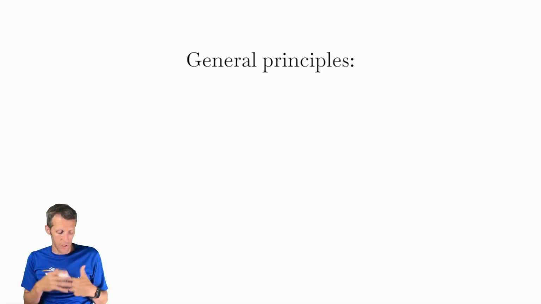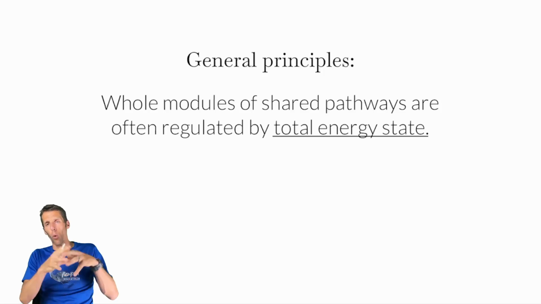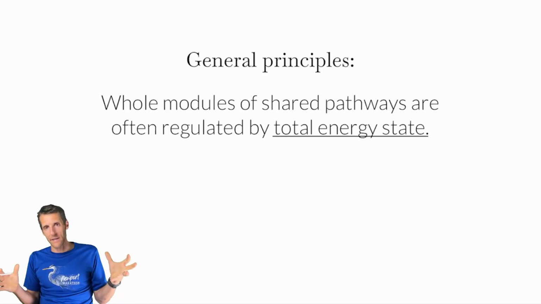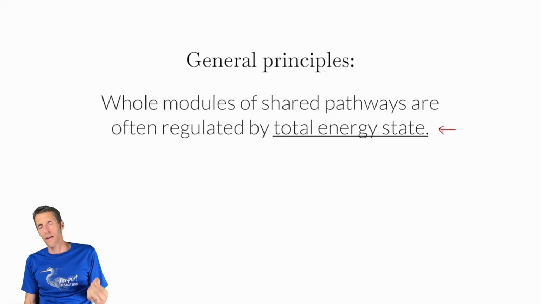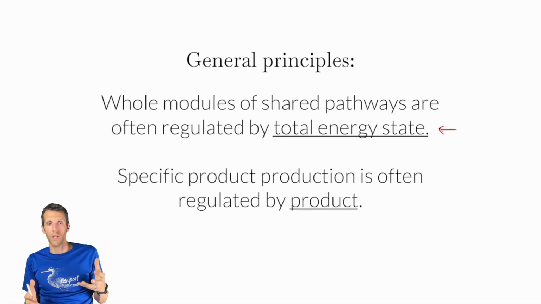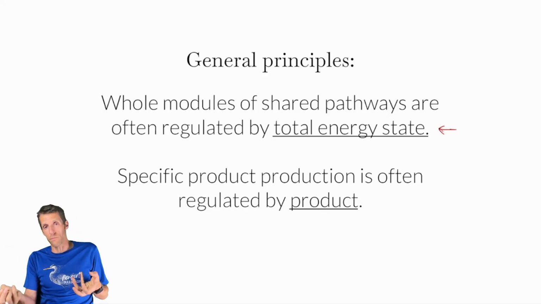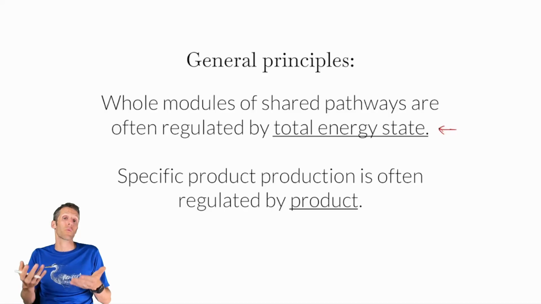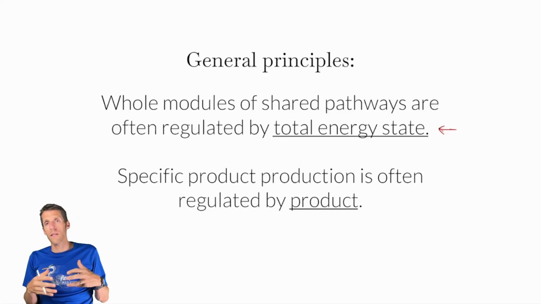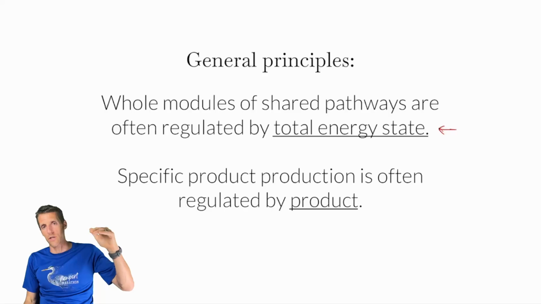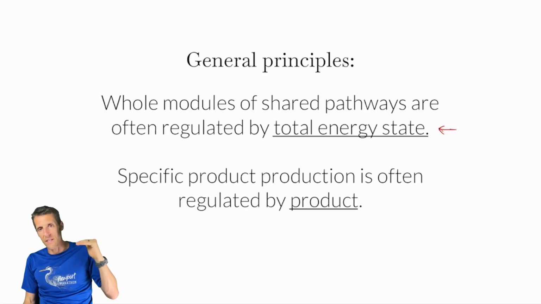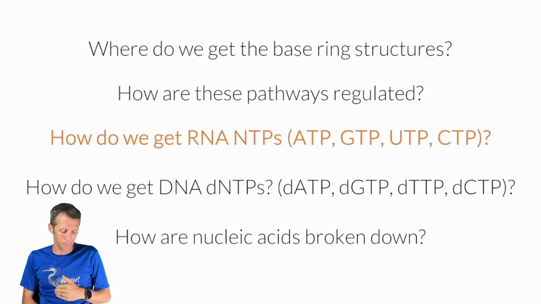And this actually gives us a couple of general principles in the architecture of metabolic systems like this. First, when you think about whole modules of shared pathways, like all nucleic acid synthesis, that's often regulated by a marker of total energy state. So ADP in this case is saying energy is low, stop making nucleic acids. Whereas specific product production is often regulated by the product. It's basically saying we have enough of the product, stop making more. Or if the product starts being depleted, then it'll start turning up that pathway. You relieve the inhibition. And so overall, we see this a lot where the total energy state's regulating just are we making stuff or not, and then specific products are regulated by themselves.